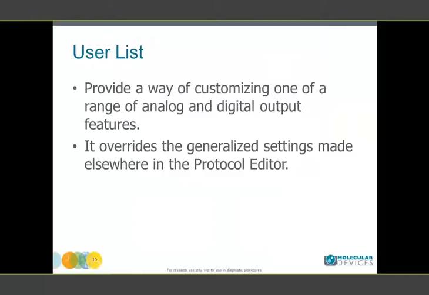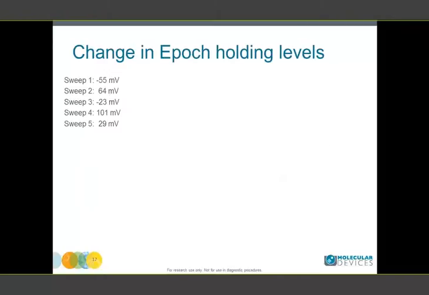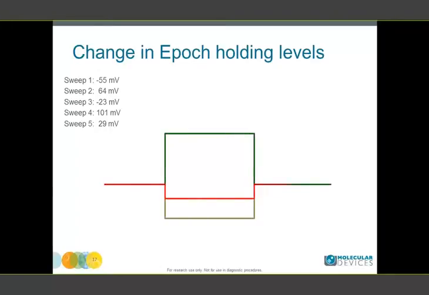Now the user list provides a way of customizing one of a range of analog output or digital output parameters. It will override the general settings made elsewhere in the protocol editor. With the user list, you can select one of a range of parameters, for example, duration or holding level, to configure on a sweep by sweep basis. This function allows you to set specific values for each sweep in a run, and you can also set a sequence of values and have it repeat. I just want to show you an example of how we can change the epoch's holding levels on a sweep basis. For example, in sweep 1, I want the holding level at minus 50 millivolts. Then in the second sweep, I jump to 64, and then minus 23, 101, and 29 millivolts on a sweep basis.